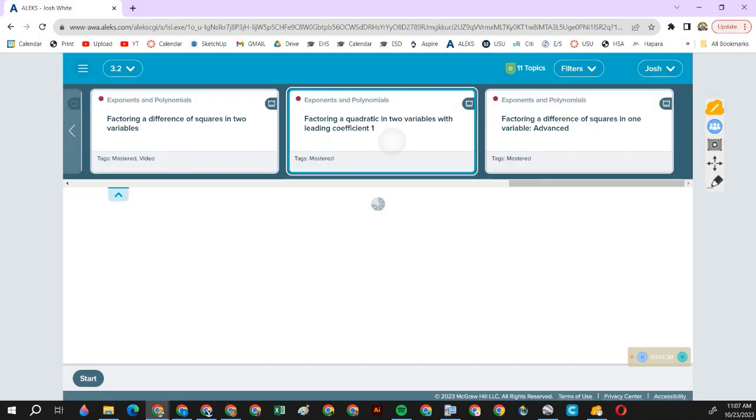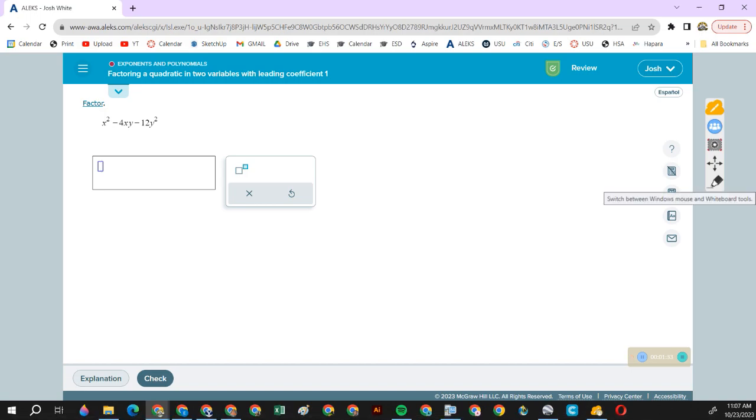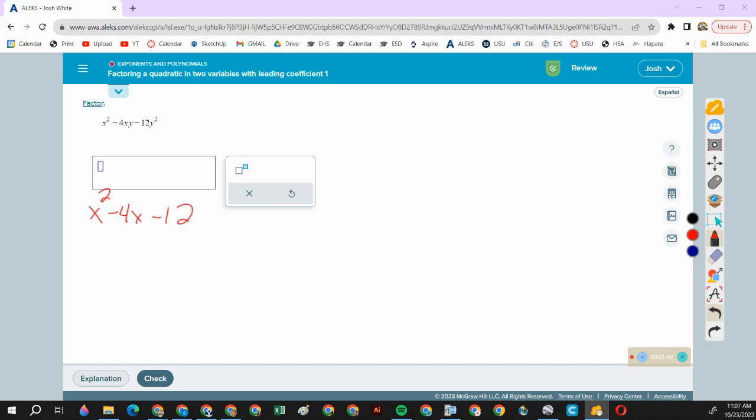Next one. So here, this looks a lot like x squared minus 4x minus 12. And that would factor into x minus 6 and x plus 2. But if I put a y squared and a y here, how does that change it? It would just be x minus 6y and x plus 2y. Crazy.